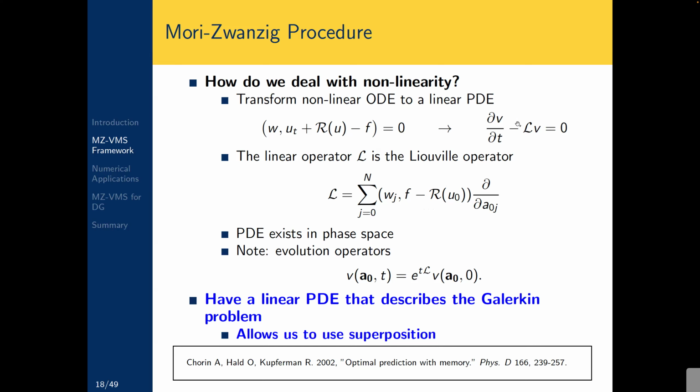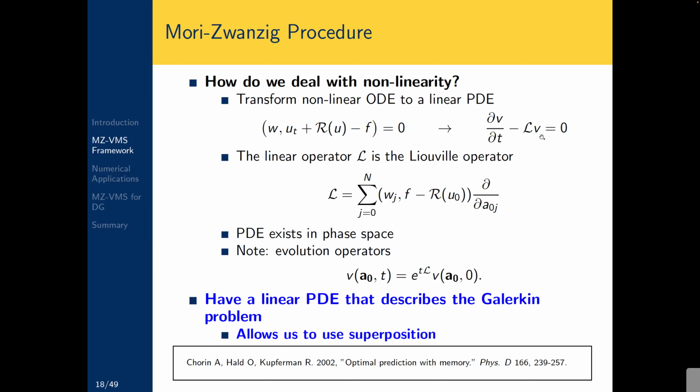So the catch, of course, is that this PDE is going to be a high-dimensional, n-dimensional partial differential equation. So you go from this nonlinear ODE to a linear PDE. The expense is that you get this really high-dimensional linear partial differential equation.